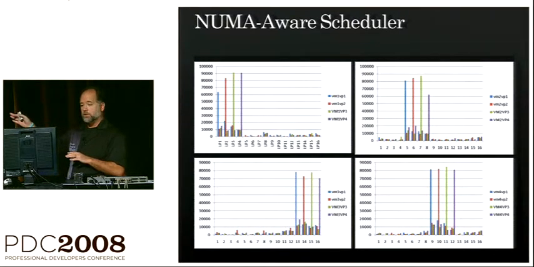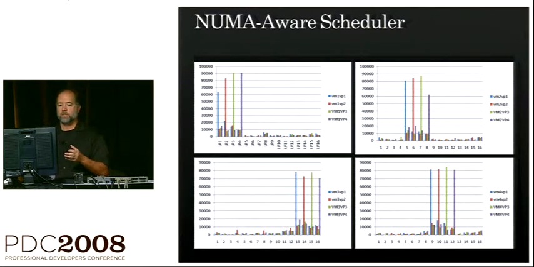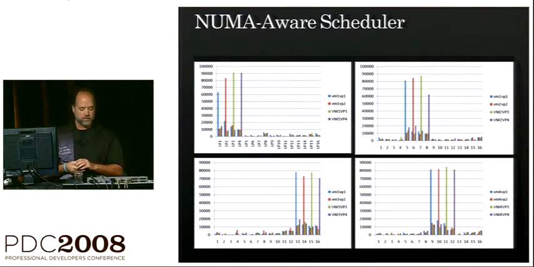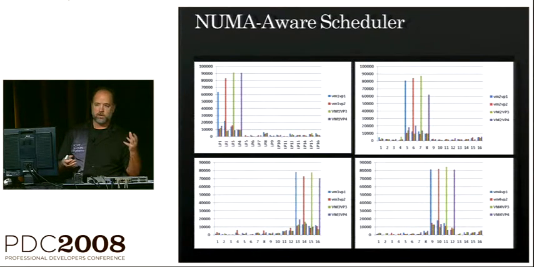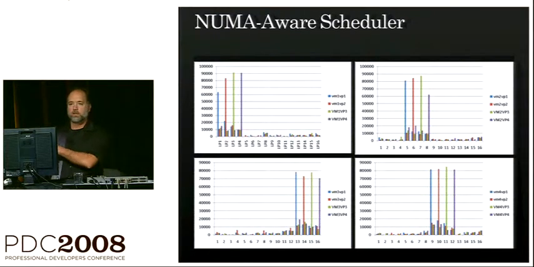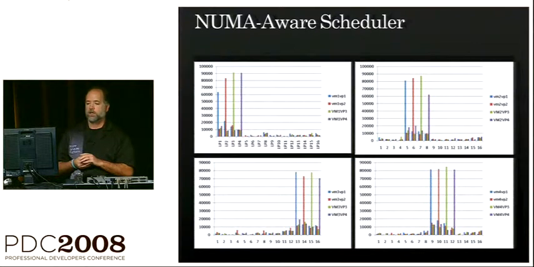The x-axis shows the 16 logical processors. The y-axis shows the amount of time each virtual processor spent on the corresponding logical processor. Now, for maximum performance, you want each virtual machine, each virtual processor, to be running on the ideal NUMA node as much as possible. And that's what happened here.